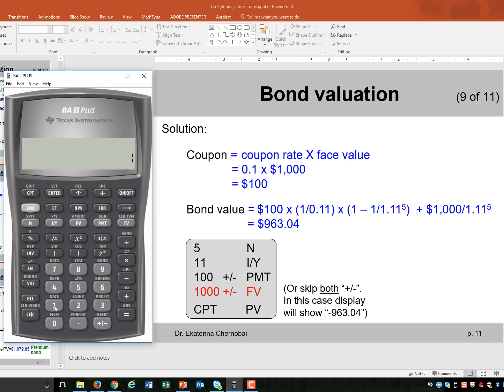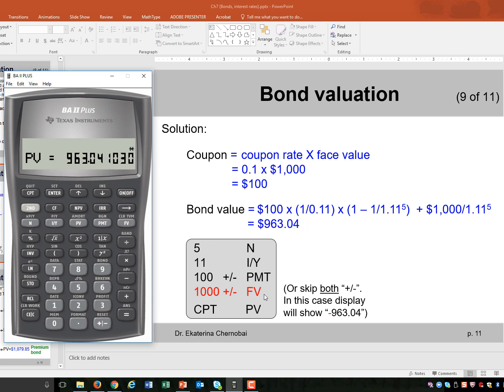So I press 11 IY and 5 for N. 5 is how many coupons there will be between now and the maturity date. So 5N. And we want to compute the present value of this bond. $963 and a little bit more than 4 cents, right?